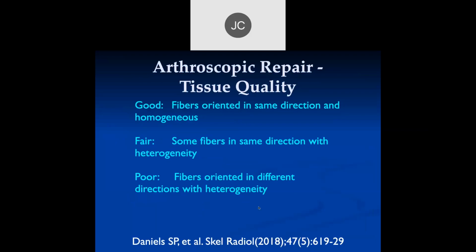One thing that people who consider doing repair of the ACL are really interested in is the tissue quality. If it's good quality, you see nice linear striated patterns of the collagen fibers all in the same direction and homogeneous. Fair, if most of them are in the same direction, but you get a little heterogeneity. But if the fibers are randomly oriented, those are not good. They don't heal well, and they're not good candidates for repair.